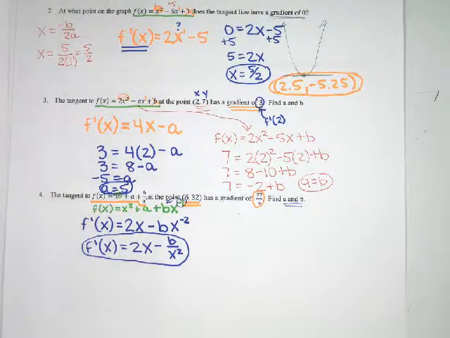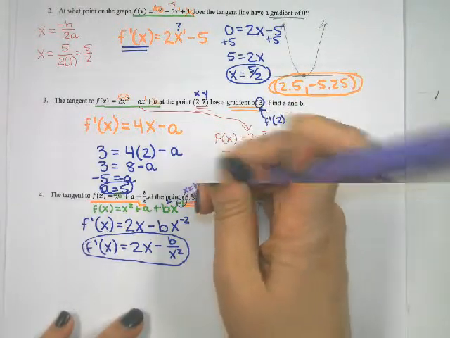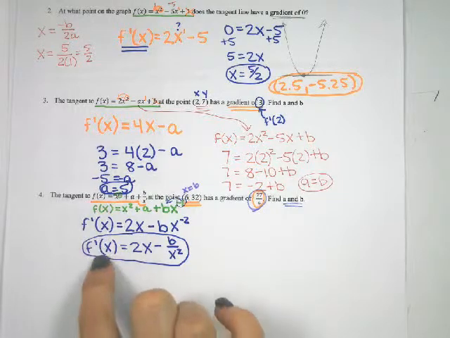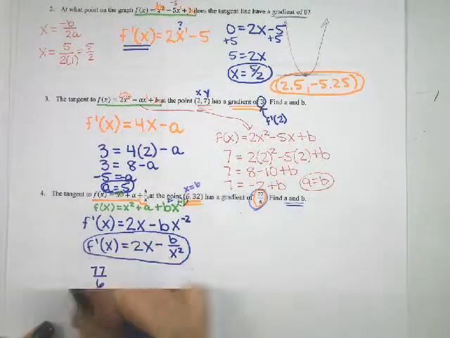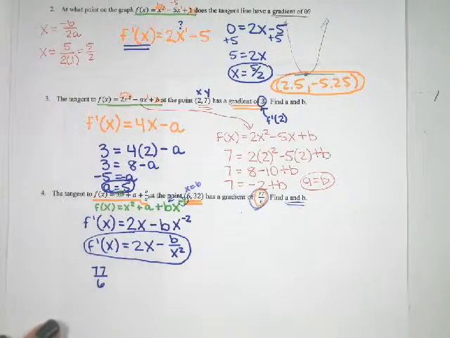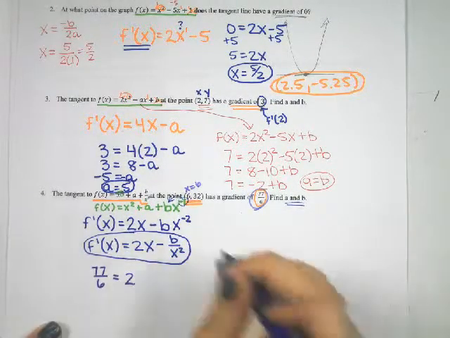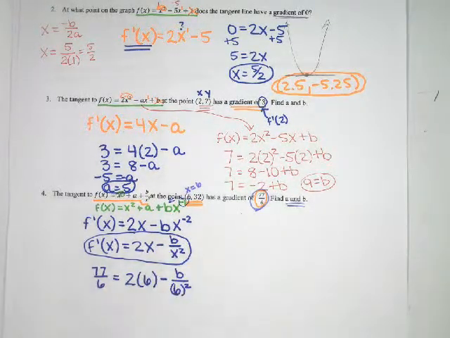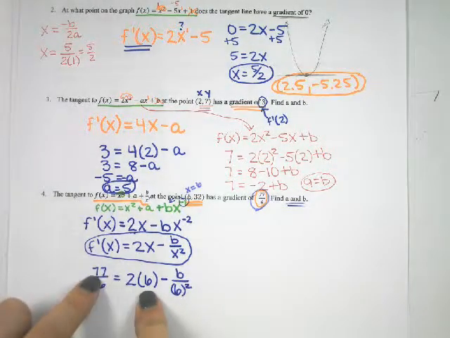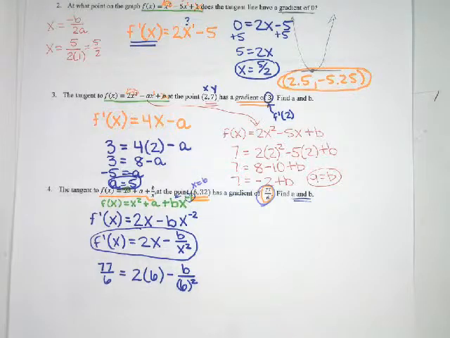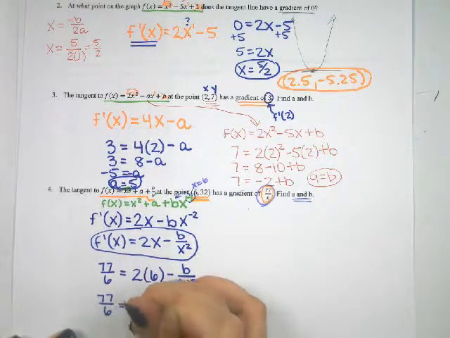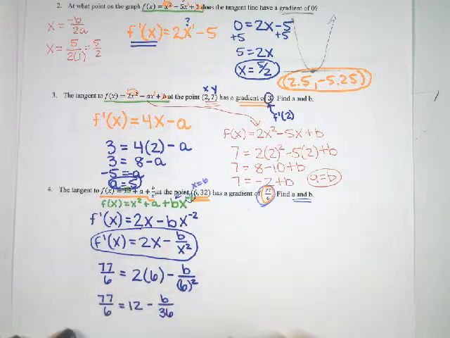Since we know a point and the slope at that point, we know when x is 6, it has a slope of 77 over 6. So I can plug that information in. This is my slope, so that goes in over here for my f prime of x, my derivative. My x value is 6. We're saying at the point 6, it has a slope of 77 over 6. Now we can simplify this a little bit. So 77 over 6 equals 12 minus b over 6 squared, which is 36.